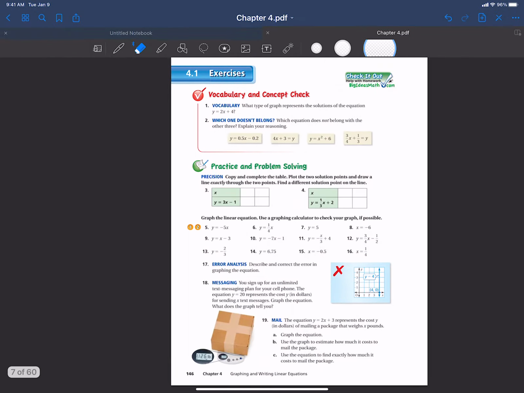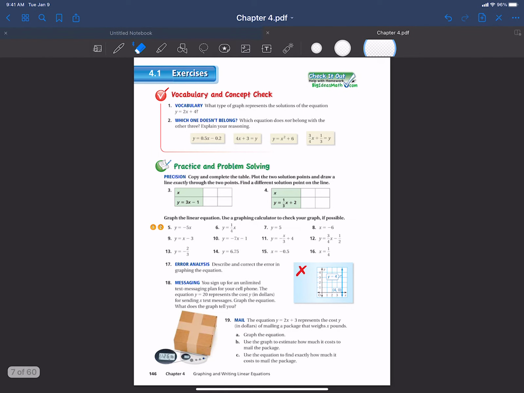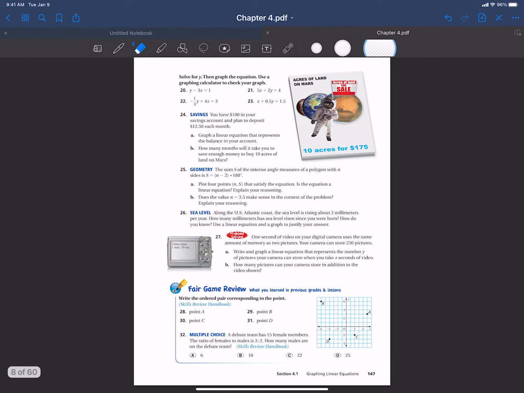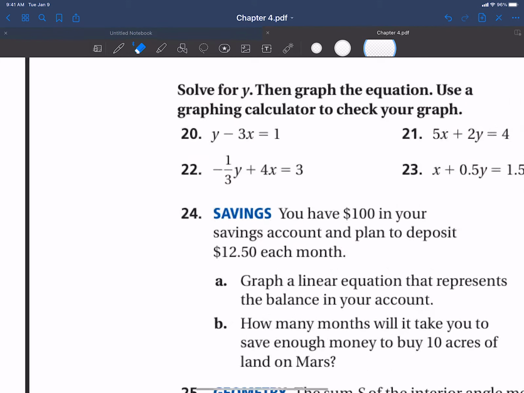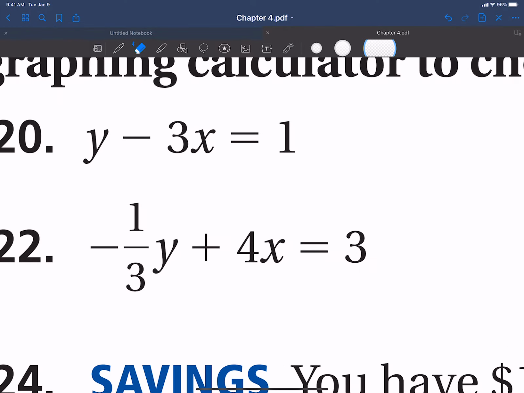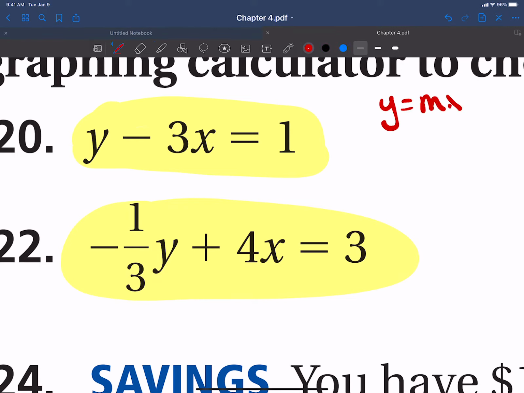So yesterday we learned that there is slope and there is a y-intercept in those equations. Today I'm going to show you how to solve for y, and what that means is get y by itself. As you can see from these example problems right here that we will be doing in a little bit, these are not in slope-intercept form y equals mx plus b. Y is not by itself. Y always needs to be first for it to be in slope-intercept form.